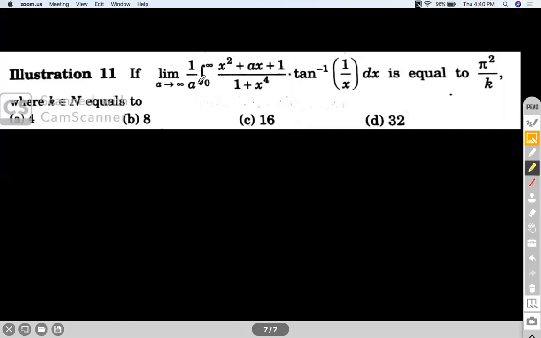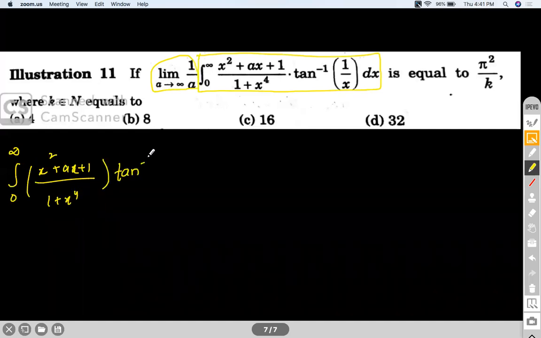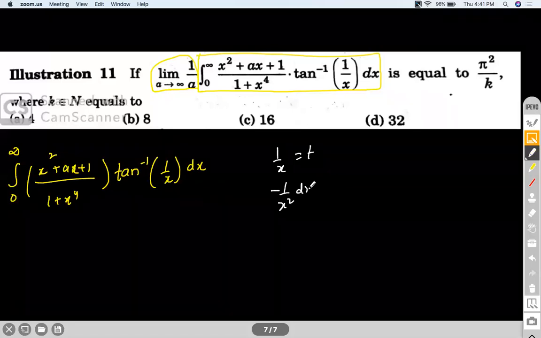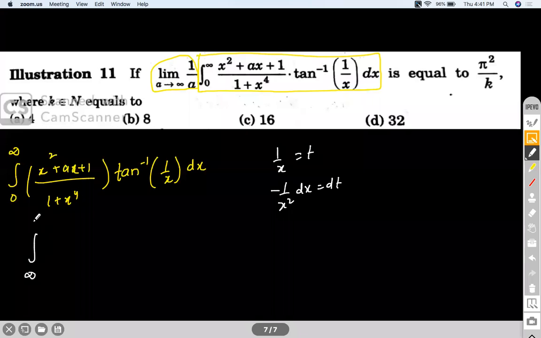Okay, so first of all, let's forget about the 1 by a limit, a tending to infinity. We'll take this later on. First let us focus on the integral itself. Integral from 0 to infinity of x square plus ax plus 1 by 1 plus x to the power 4, tan inverse of 1 by x dx. Here, let us substitute 1 by x as t. So minus 1 by x square dx will become your dt. The limit of integration will become from infinity to zero.